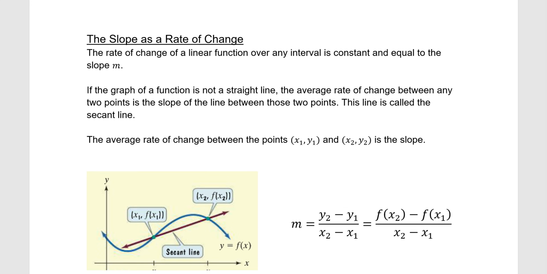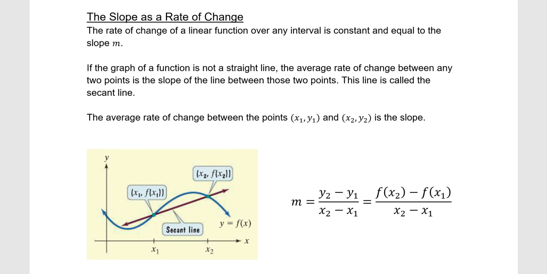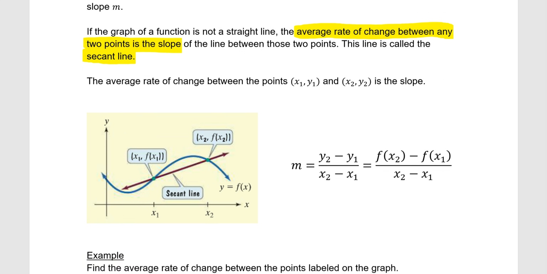Okay, for the last thing for this section, this is going to be slope as a rate of change. As we know, the slope of a linear function over any interval is constant and is just equal to our m, our slope value. However, if the graph of a function is not a straight line, the average rate of change between 2 points is going to be the slope of the line between those points. And this line connecting the points is called a secant line. And we'll see later on, the idea of it is very, very important.